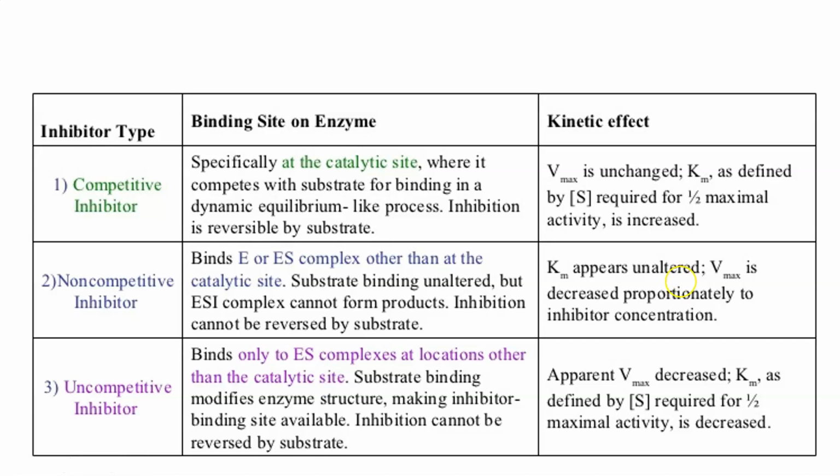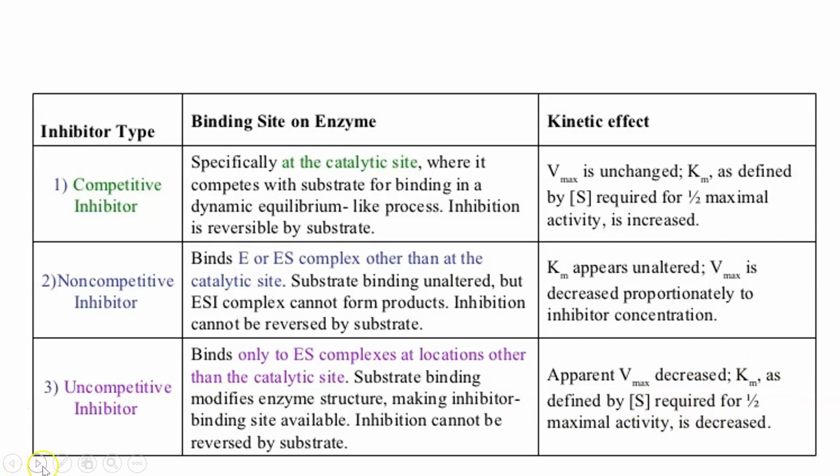But because the inhibitor binds elsewhere and it affects the enzyme's ability to perform catalysis, Vmax is decreased. And it's decreased proportionally to the inhibitor concentration. So the more inhibitor you have, the bigger the drop in Vmax. Now with uncompetitive, because you're increasing inhibition by increasing the substrate concentration, Vmax will be decreased, and also Km will be decreased. So both of those decrease, Km and Vmax.